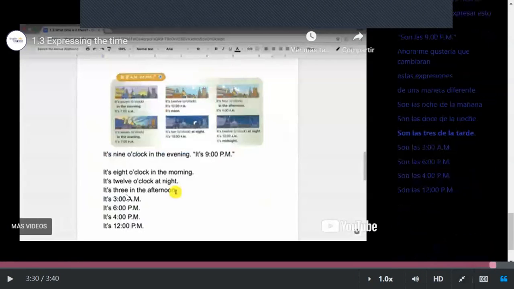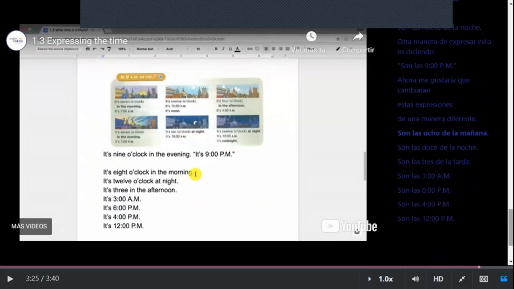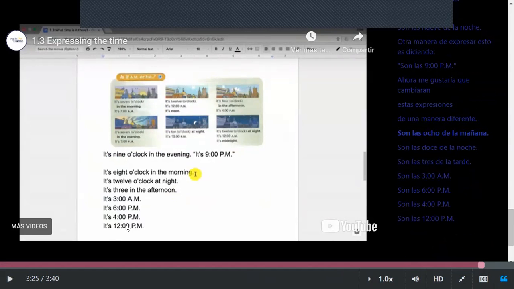The next one is, it's 3 in the afternoon. It is 3 p.m. Thank you. It's 3 p.m. Muy bien. Thank you so much. Vamos acá. It's 3 a.m. ¿Cómo les queda? It's 3 in the morning. Correct. It's 3 in the morning.